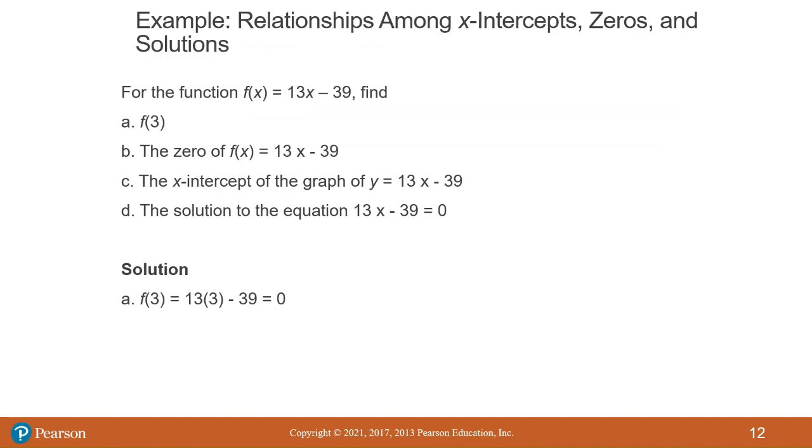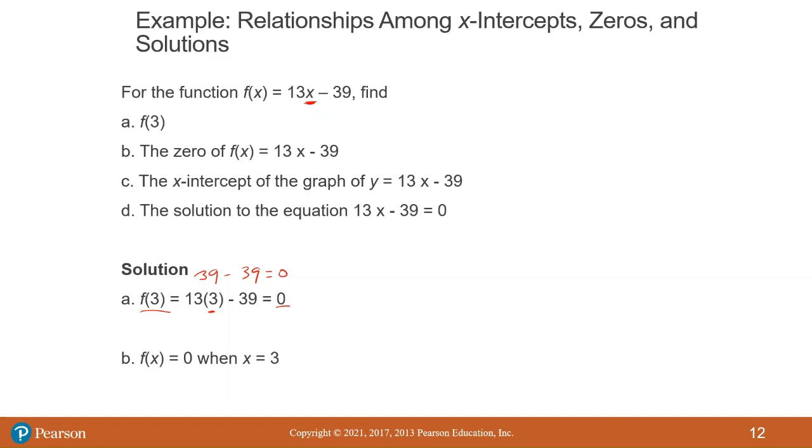All right, let's look at a. If we want to find f of 3, essentially all we are doing here is plugging 3 in for the x in the problem. So that gives us 13 times 3 minus 39. 13 times 3 is 39, so this basically winds up being 39 minus 39, which is indeed 0. So we've solved a. The answer to a is 0. f of 3 is 0.